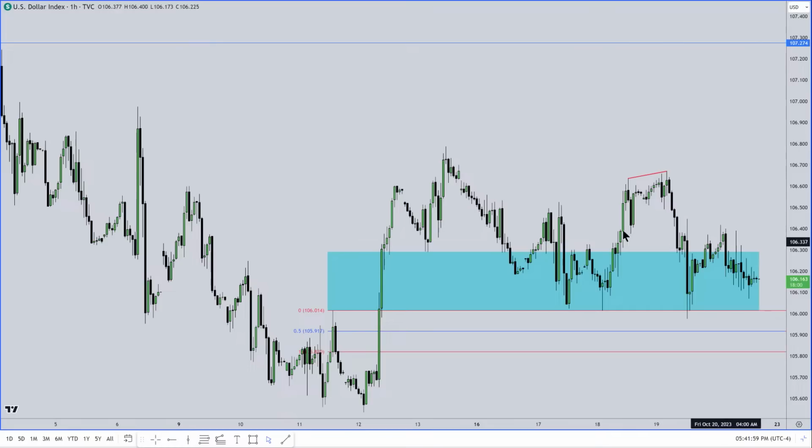And like I said, I would rather see it open gap higher, trade down, and then rally and start moving for the buy side in here and above here, over here at these highs.